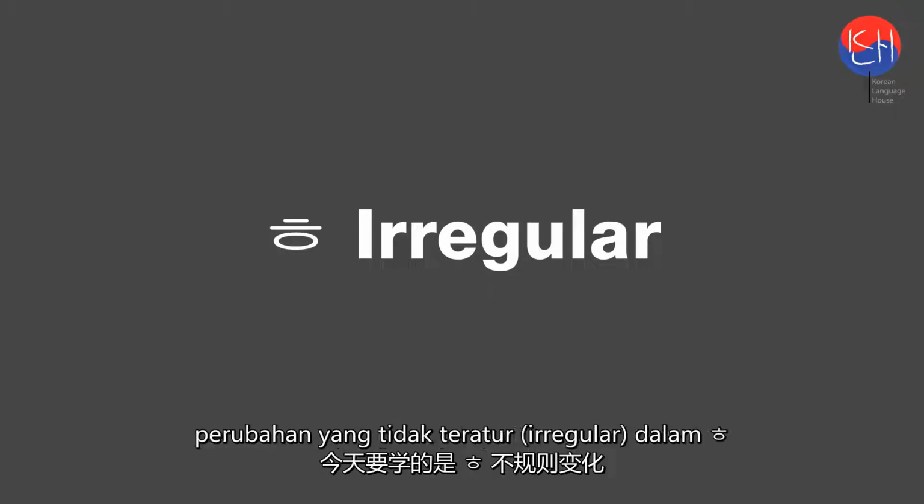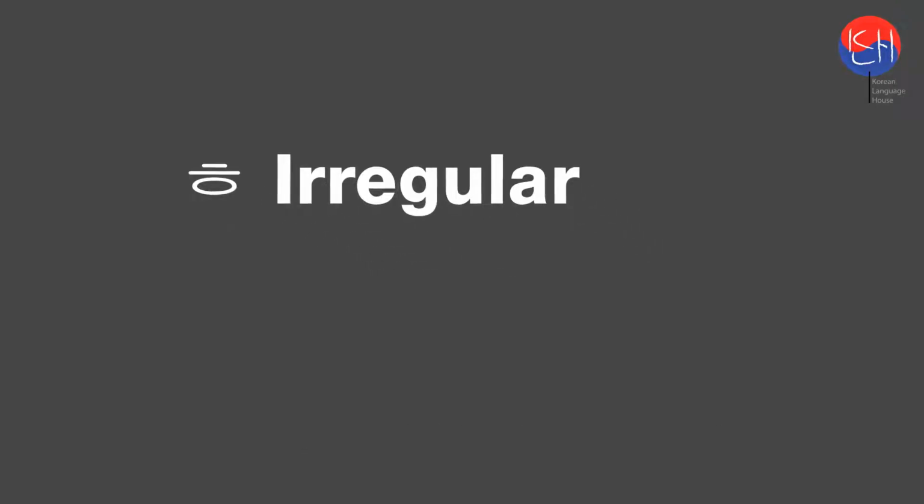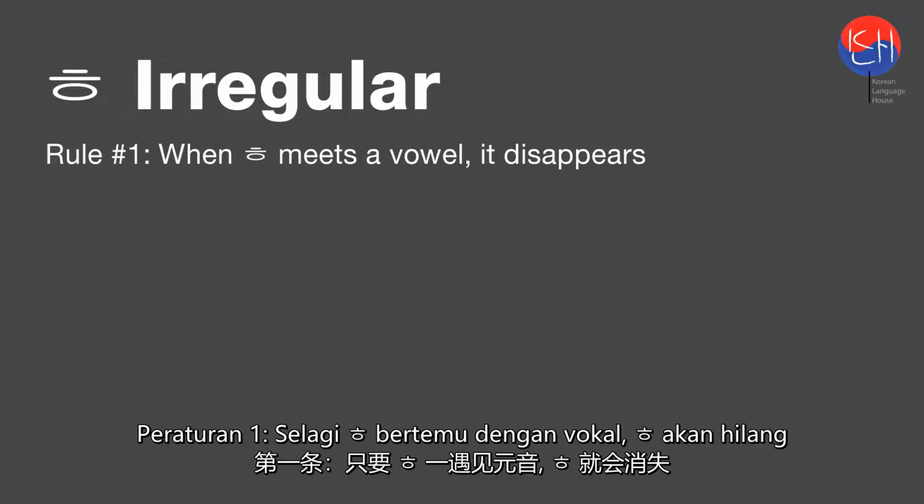Today, we'll learn how to conjugate the ㅎ Irregular. There are two rules. Rule number 1. When ㅎ meets a vowel, it disappears.